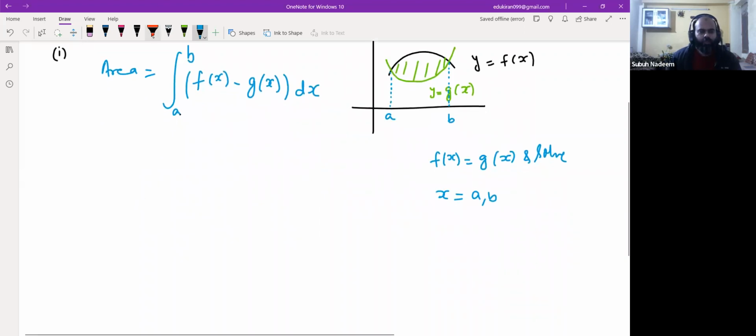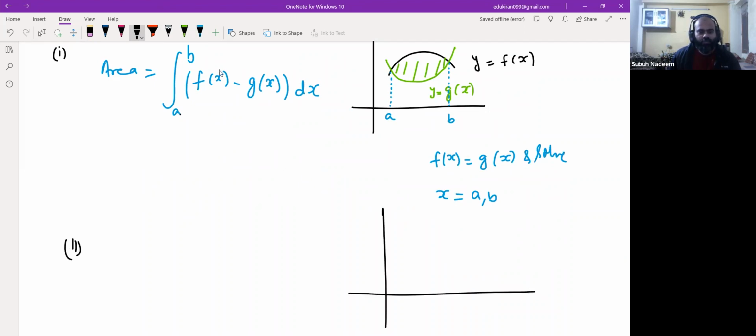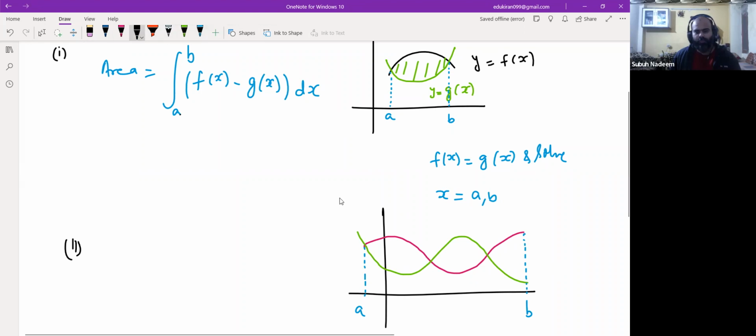Another thing which may be possible is that, suppose we have curves going like this, one curve is like this, and another curve is like this, and you have to find the area enclosed between the two curves from x equal to a to x equal to b. So the area enclosed is this area, this area, and this area.